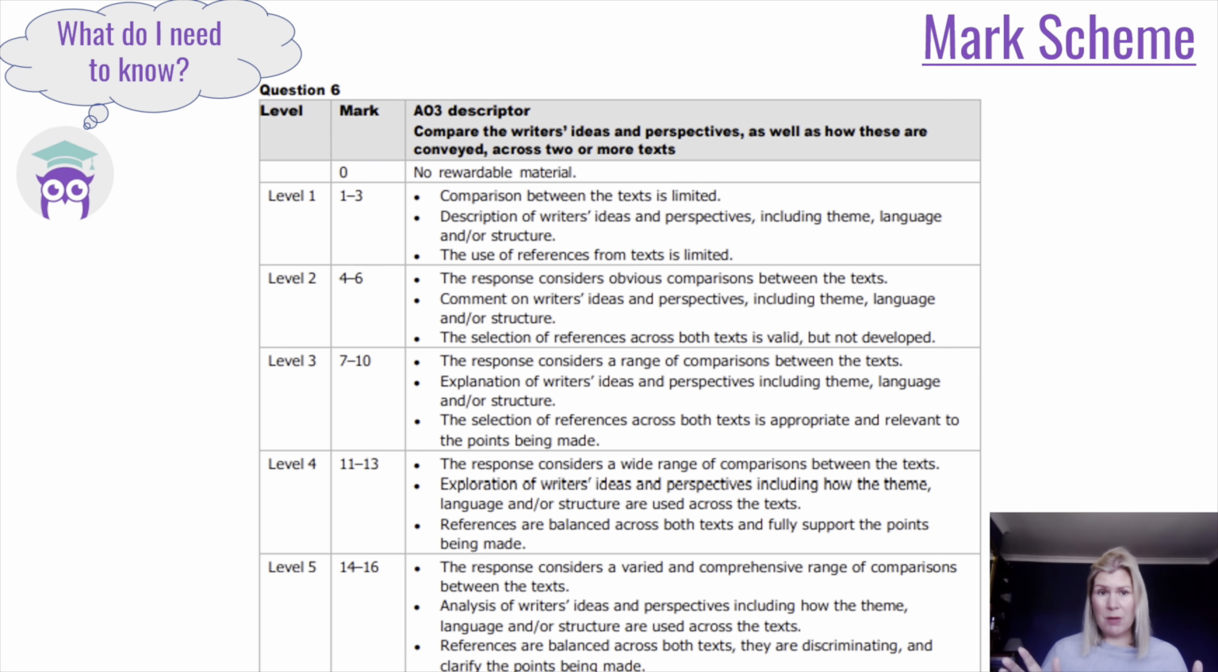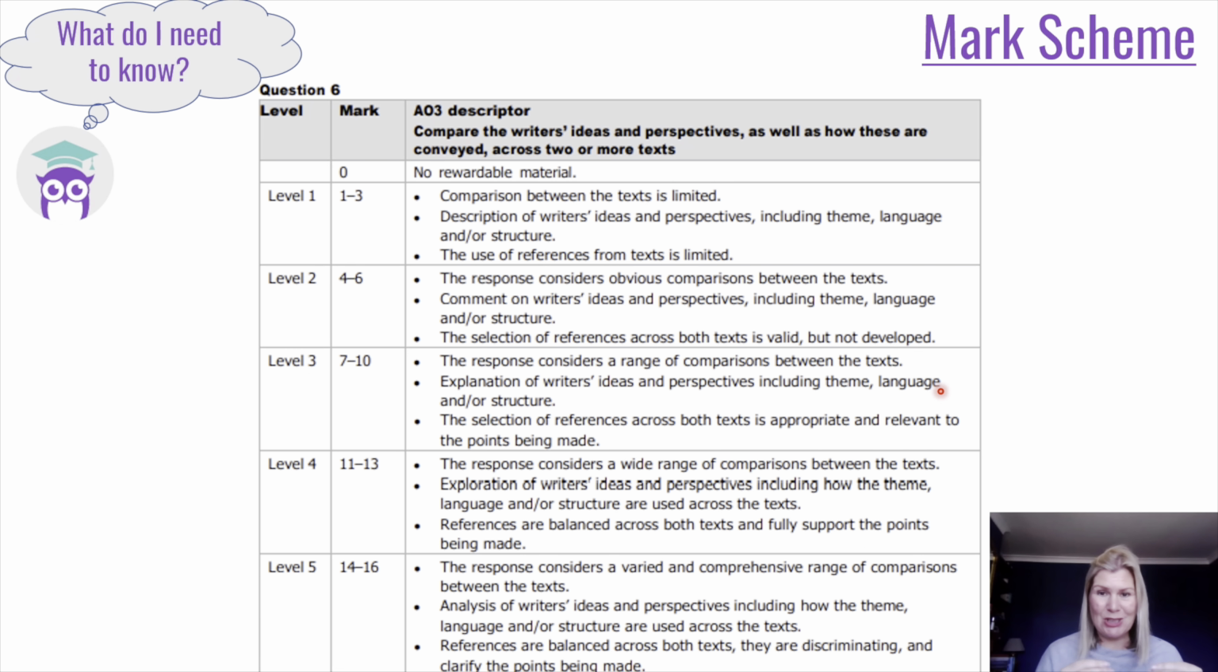So here's our mark scheme. It's out of 16. And what I was just saying about analysis, you can see here on the second bullet point. So it says in middle band, so the kind of passing band, explanation of writers' ideas and perspectives, including theme, language and/or structure. Now that's important that it says theme, language and/or structure, because it's demonstrating that it's not like the earlier question where there's a cap, where if you don't do a balance of both, you're going to get penalised.